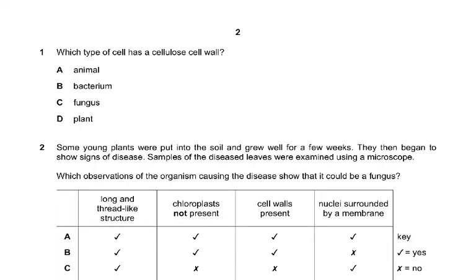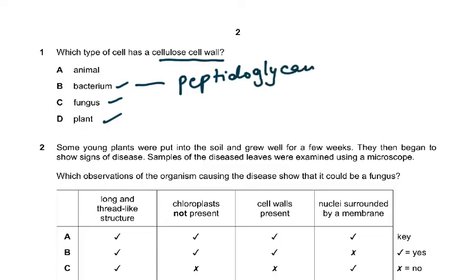Which type of cell has a cellulose cell wall? You see, a cell wall is also present in a bacteria, also present in a fungus, also present in a plant. But in a bacteria, it is peptidoglycan. It is made up of something known as a protein and a carbohydrate. And in a fungus, it is chitin. So, cell walls are present in fungus and bacteria. But in a plant cell, it is cellulose.